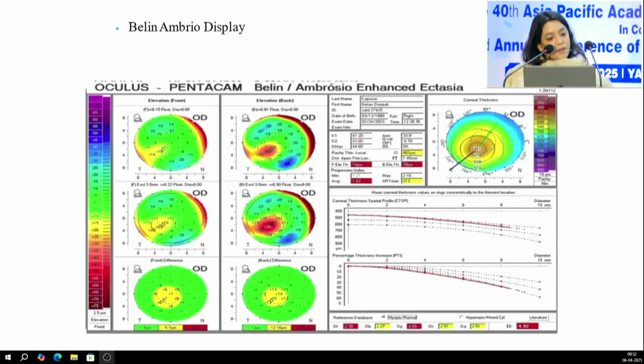This is a BAD map. This is especially important for borderline keratoconus cases because it compares the reference cornea with the enhanced best fit sphere, and here also the warmer colors represent that there is a risk of keratoconus or any other form of ectasias.